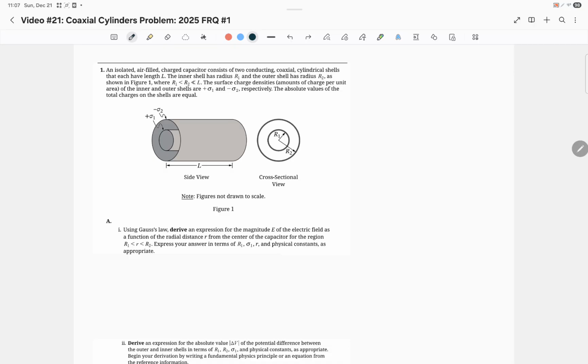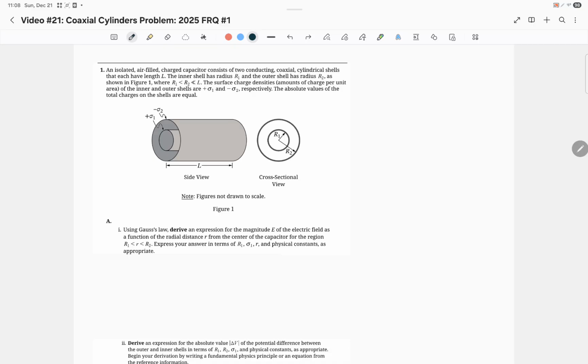Surface charge densities, amount of charge per unit area, nice that they tell you that, of the inner and outer shells are positive sigma sub 1 and negative. So the inner shell has positive charge, the outer shell has negative, so that's what they're telling you there. The absolute values of the total charges are equal.